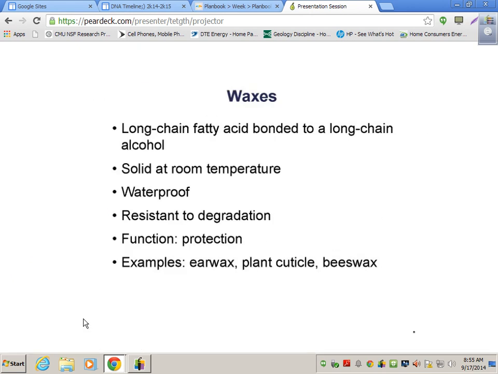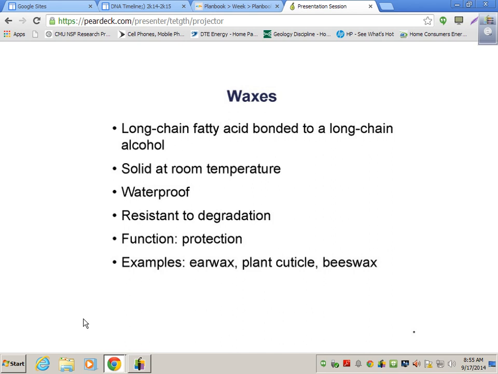Then waxes. Waxes are special lipids, okay? They're long-chain fatty acids bonded to a long-chain alcohol, kind of a really boring long molecule, but they're very structured. What do we know about very structured things? They're very what? Rigid and solid. And they're hydrophobic as well because they're all happily bonded, so they are going to repel water. So they're solid at room temperature, waterproof, resistant to degradation, and they function to protect.